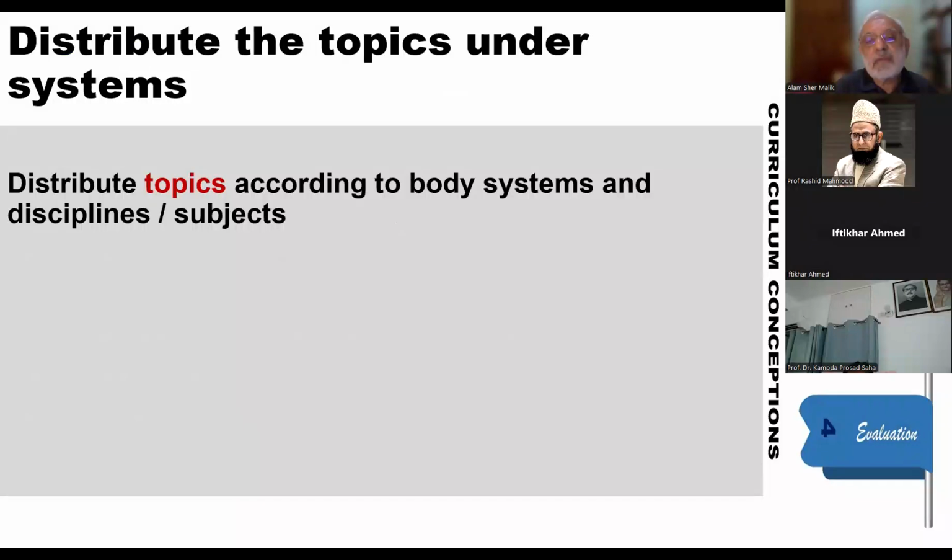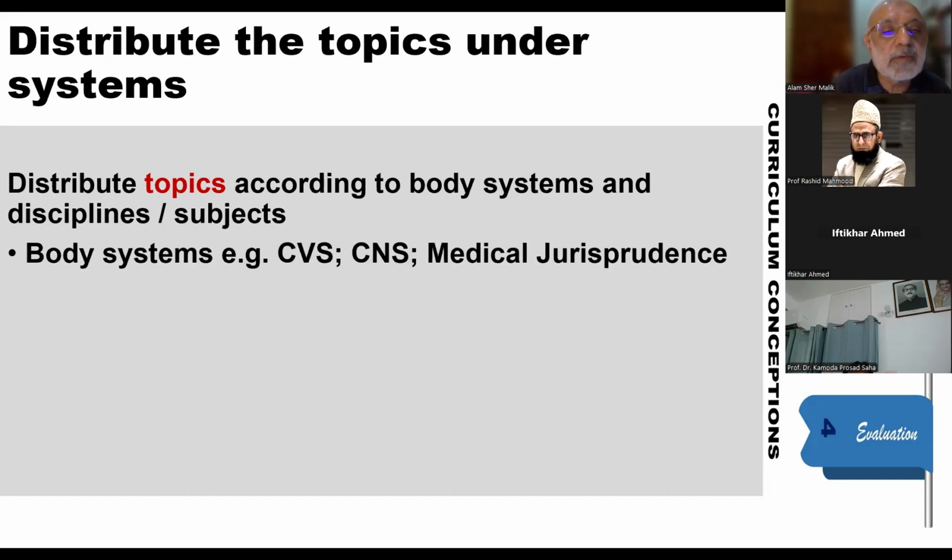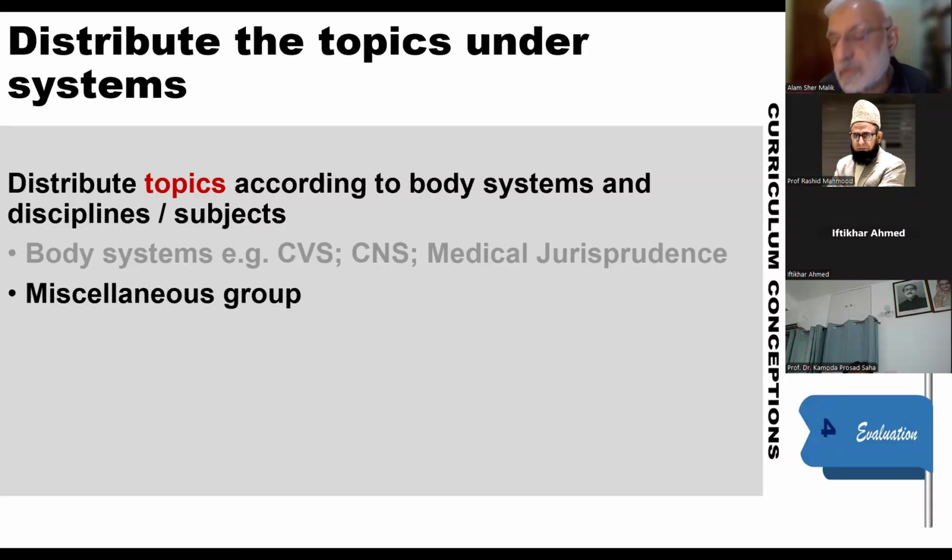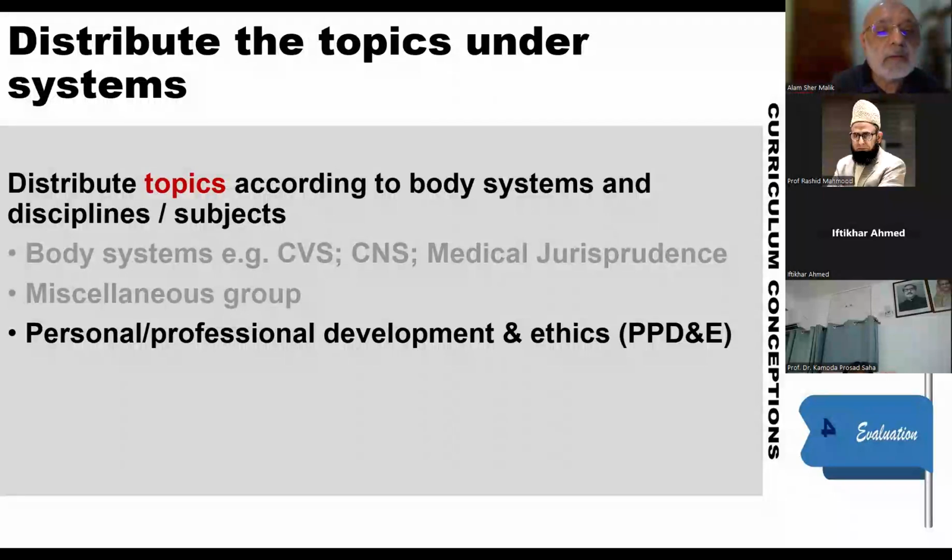And once we have identified these topics, then we distribute these topics in body systems. For example, in CVS, CNS, medical jurisprudence, and maybe we need to have a miscellaneous group because some topics may not fit in any system. And some topics may be related to personal and professional development and ethics.